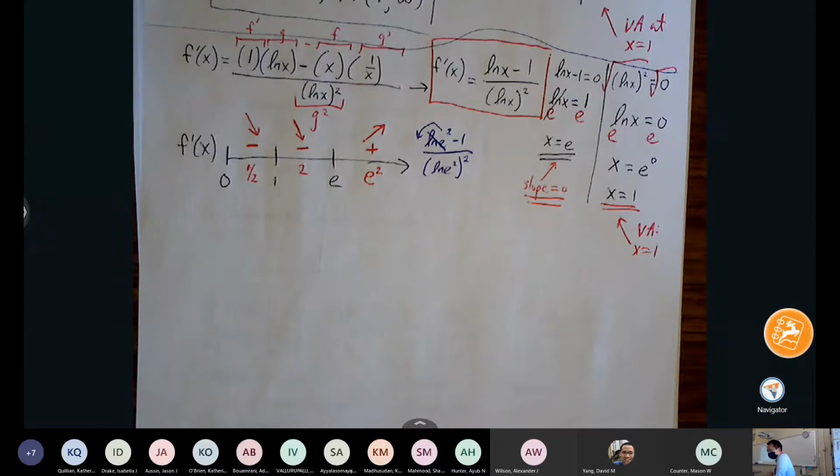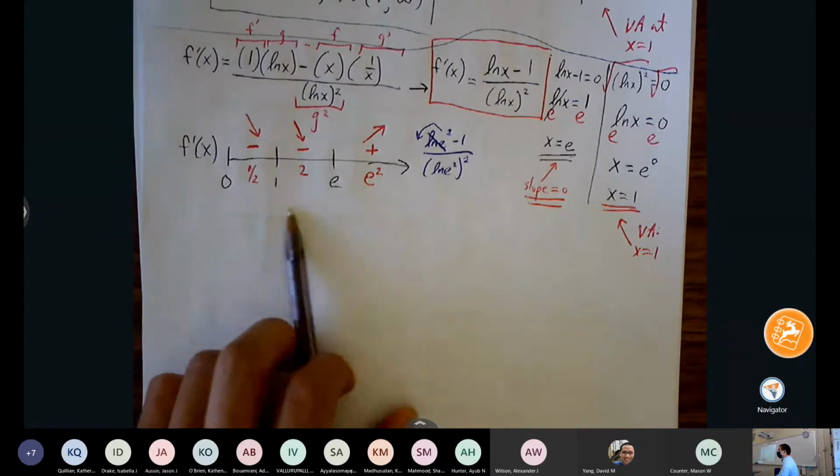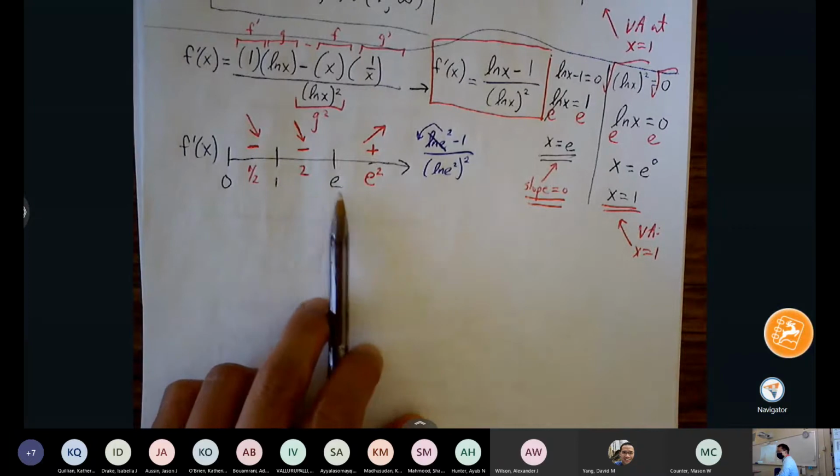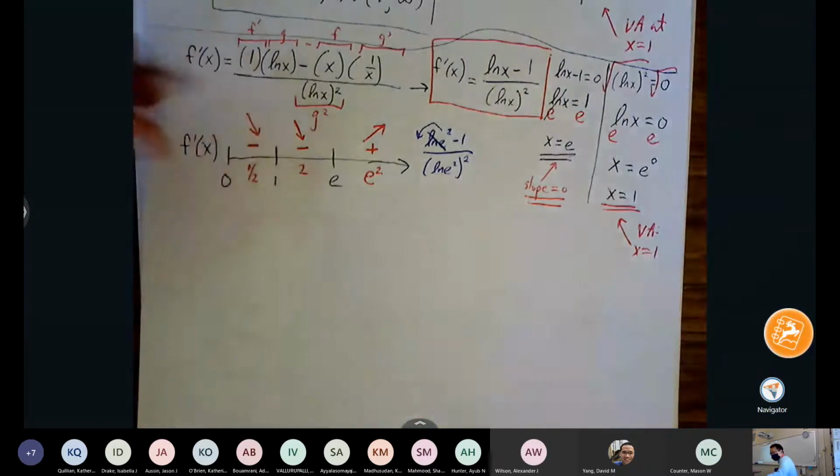What can we conclude based off of the sign line? There must be a what? A relative minimum at e. Good.